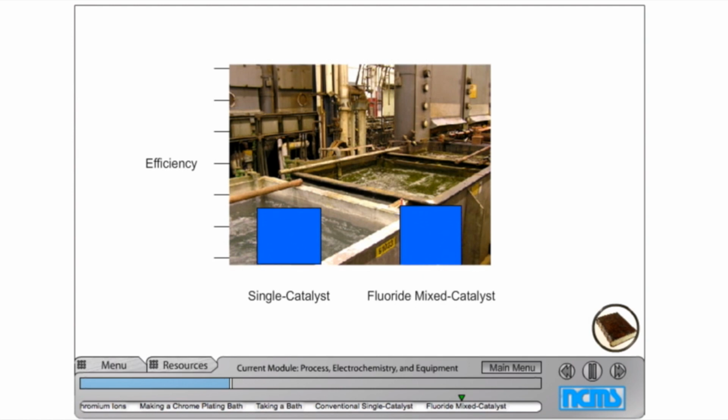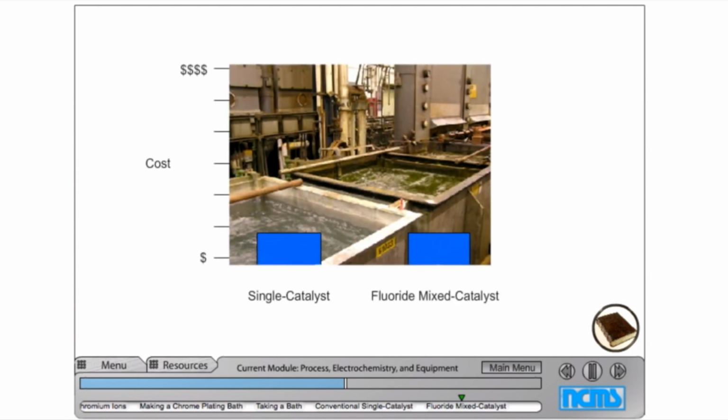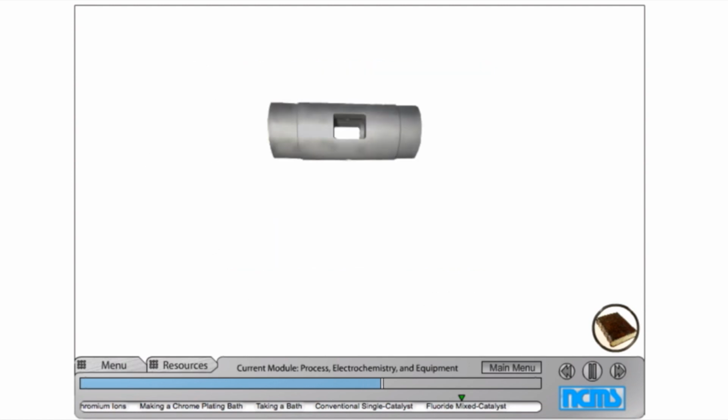The fluoride mixed catalyst bath is much more efficient than the single catalyst method, so parts are plated faster and the process consumes less power. The deposited chrome tends to be more corrosion resistant thanks to the more favorable micro cracks, with a nice network of thin, shallow ones. The fluoride bath is also less sensitive to power fluctuations. It costs a little more than a conventional bath, but it's still not very expensive since all the chemicals involved are pretty common.